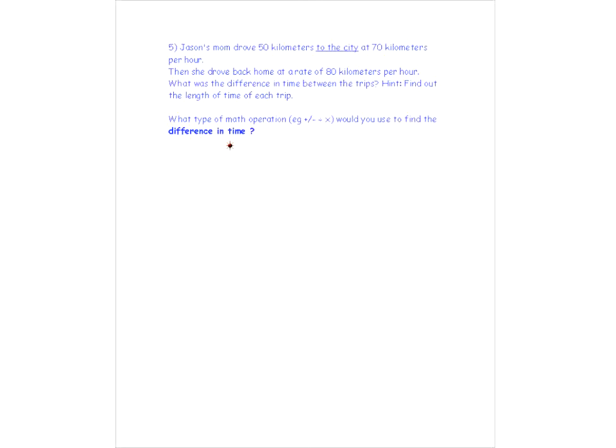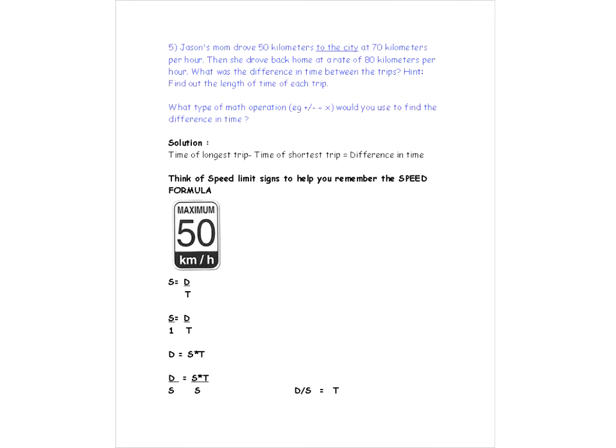Okay, when you're trying to find the difference between two things, whether it's temperatures or whatever, what math operation do you use? Well, we're going to use subtraction, right? So we're going to take the time of the longest trip and subtract from it the shortest trip, and that's going to give us the difference in time between the two trips. Right on. Now, if we need to calculate time, what's the formula for time? Well, this might not be given on tests, so you're going to need to know what it is.